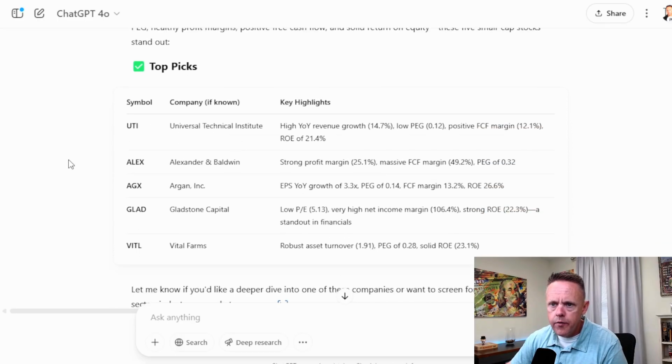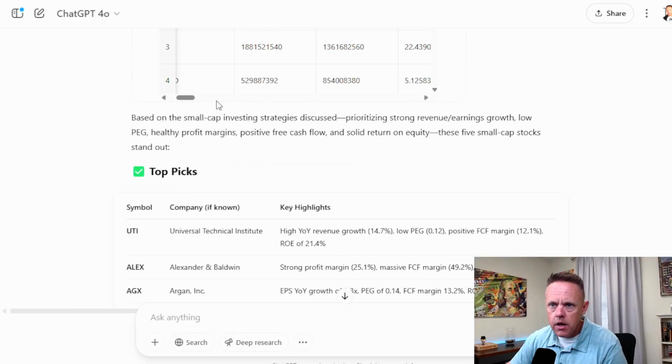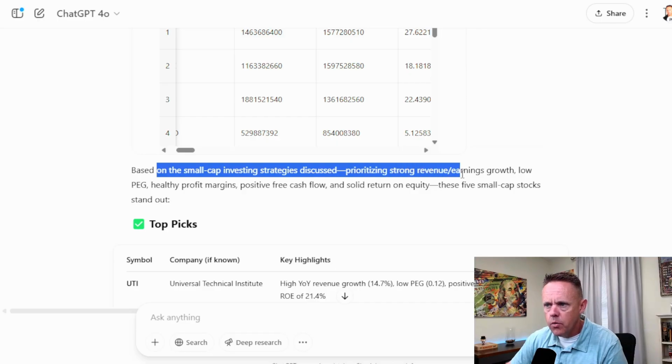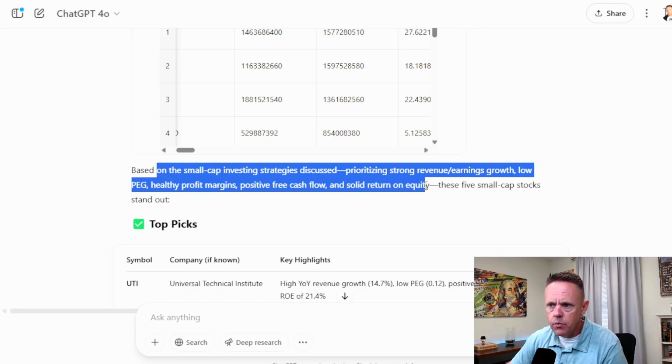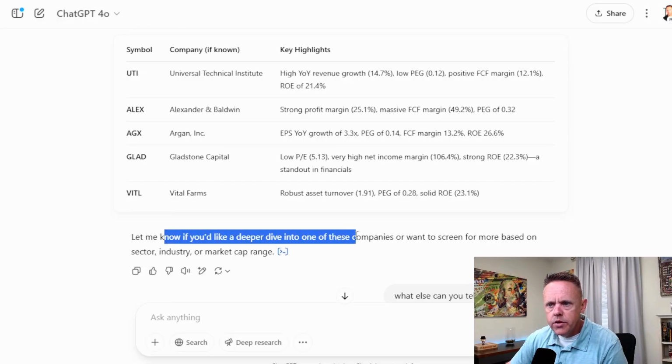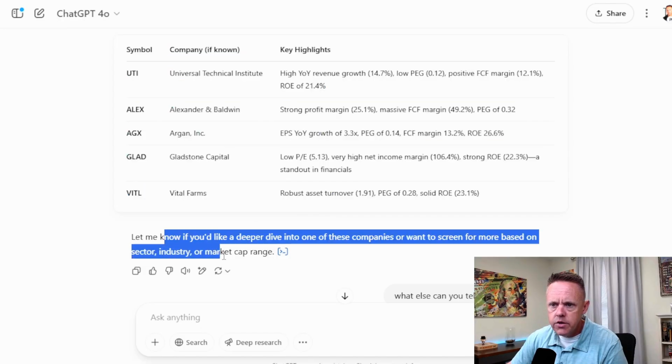But then a little bit further, we have 5 stocks that are highlighted. So the chat goes, based on small cap investing strategies discussed, prioritizing strong revenue, earnings growth, low PEG, profit margins, cash flow, and solid return on equity, these 5 small cap stocks stand out. From there, it offers, let me know if you'd like a deeper dive into one of these companies or want to screen for more based on sector, industry, or market cap range.